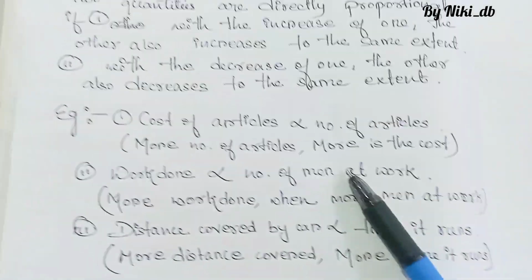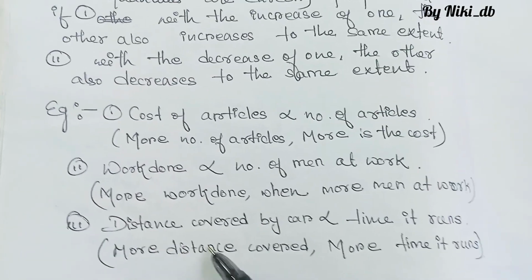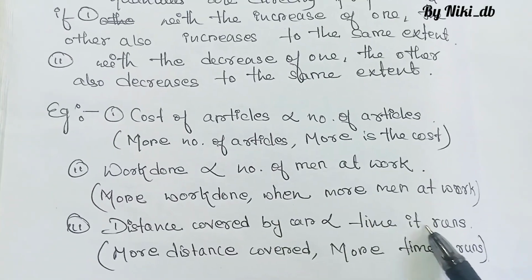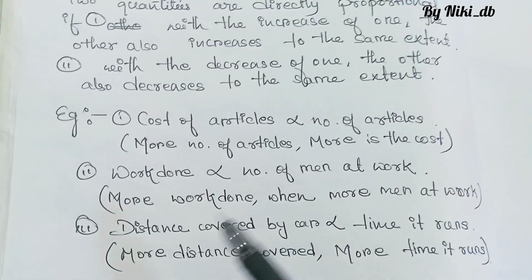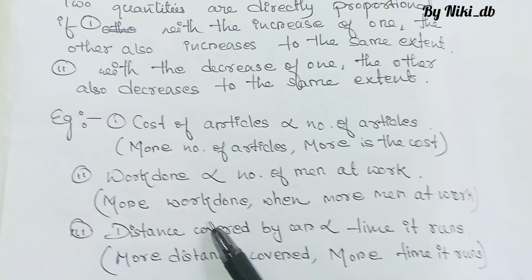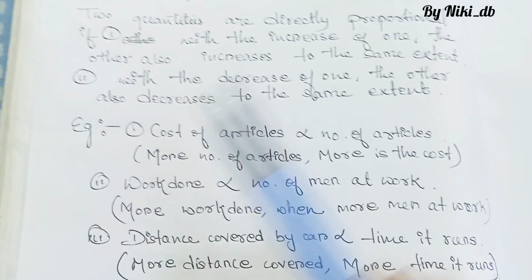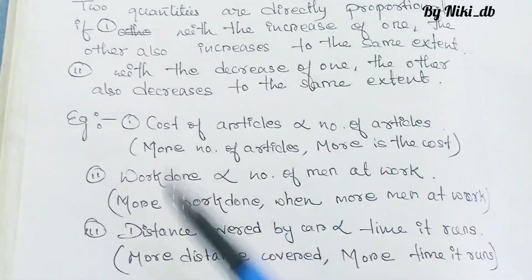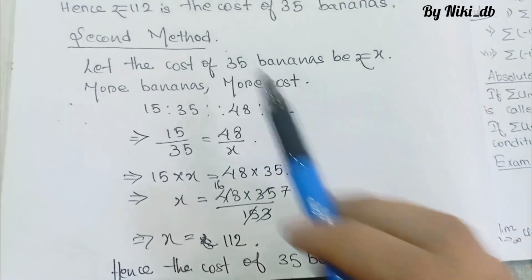Number 3 is distance covered by a car is directly proportional to time it runs. Means more the distance car covers, more time it will take. So these are the 3 examples. I hope it's clear.